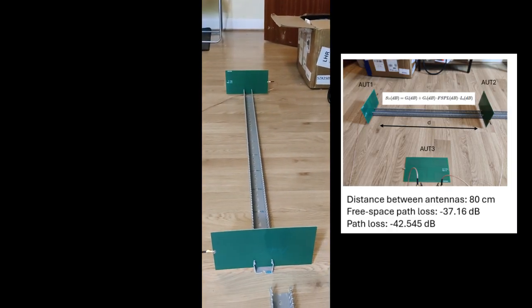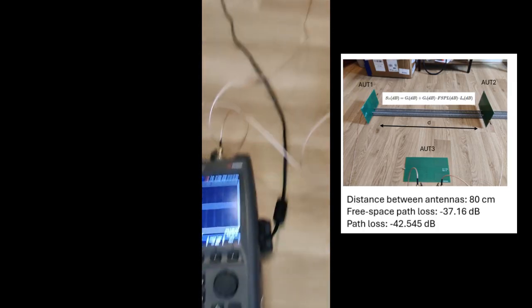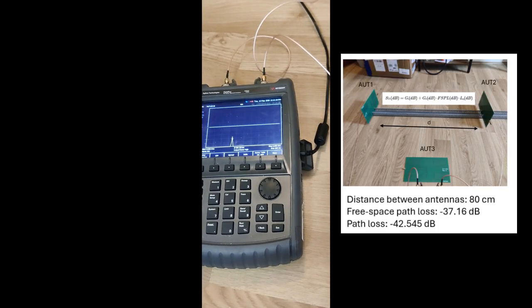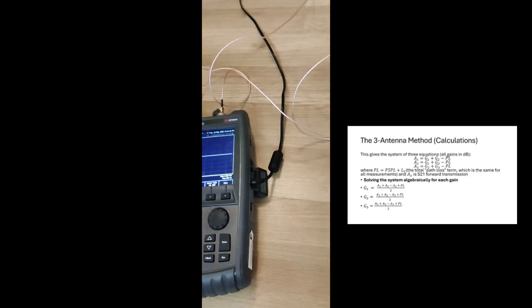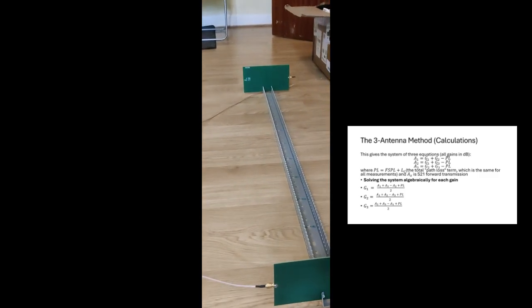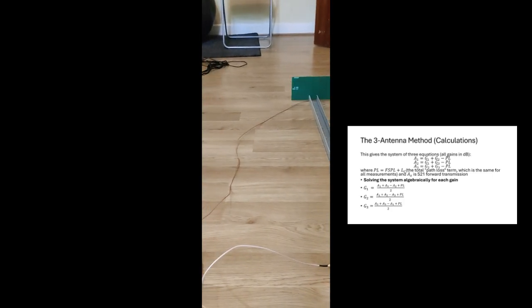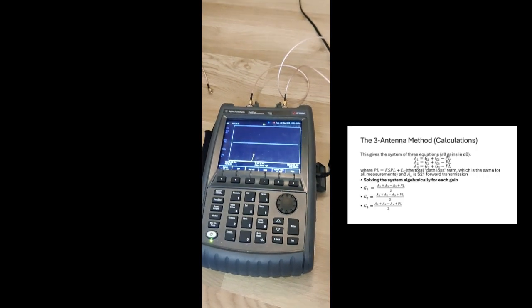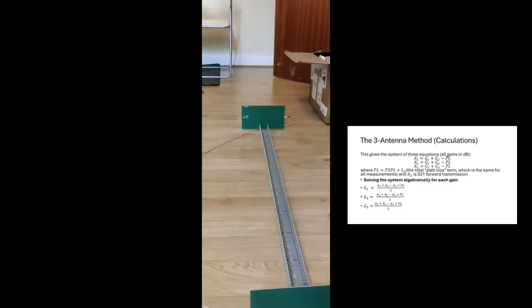Then, to calculate the gains of the antennas, S21 measurements must be performed in 3 different combinations, forming a system of equations. First you would measure the S21 with the antennas here. Then you switch out one antenna with this one, for instance, and measure S21 again. Then you perform the same procedure, switching out this antenna for that antenna and leaving this antenna here. Using those 3 S21 measurements, you can plug them into a system of equations and calculate the gain. That's how you perform the 3 antenna test.